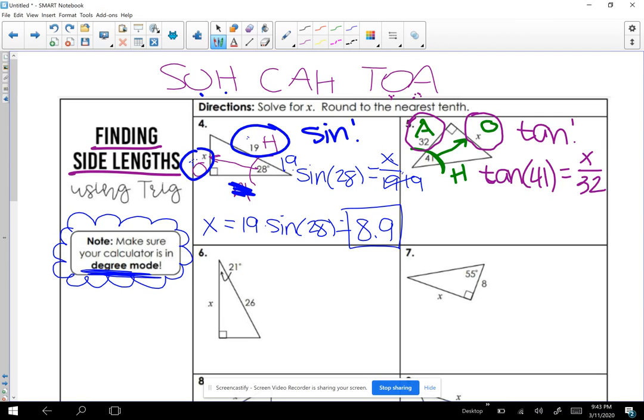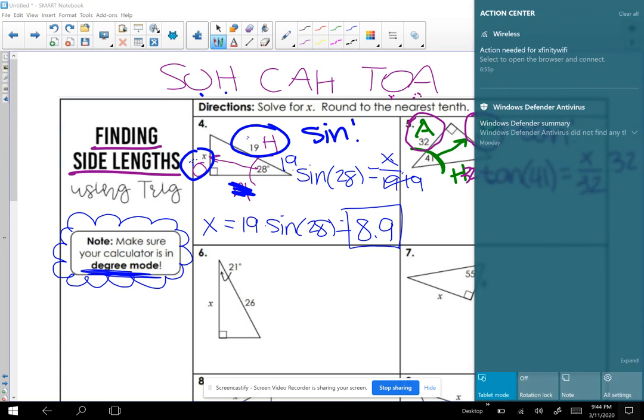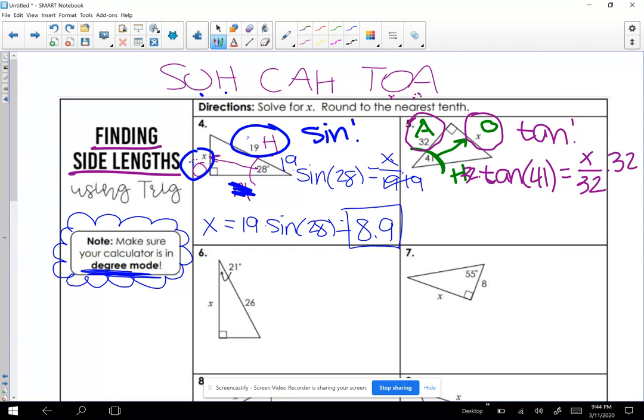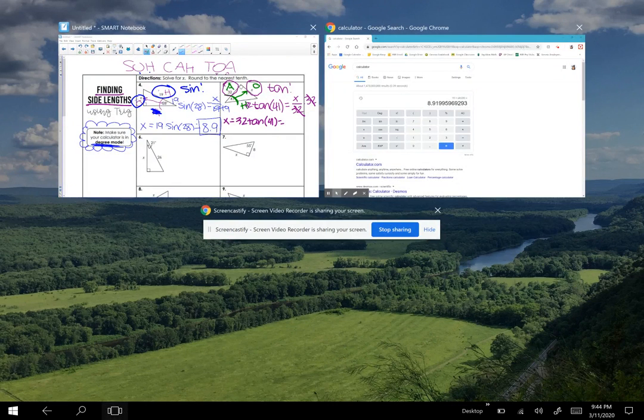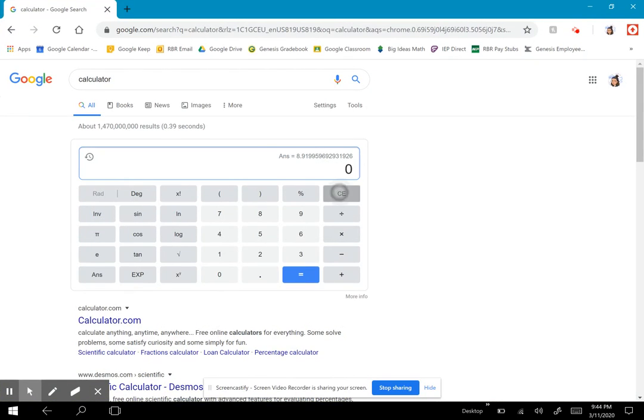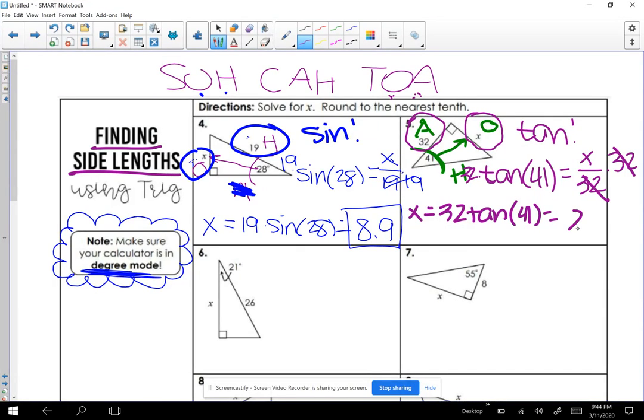Now it's x divided by 32, so to move that 32 to the other side, I have to multiply both sides by 32. And on the right, these cancel, and then I'm left with x equals 32 times the tangent of 41. Then going back to my Google calculator, I can do 32 times the tangent of 41, and I get 27.8. That is my answer for this one.